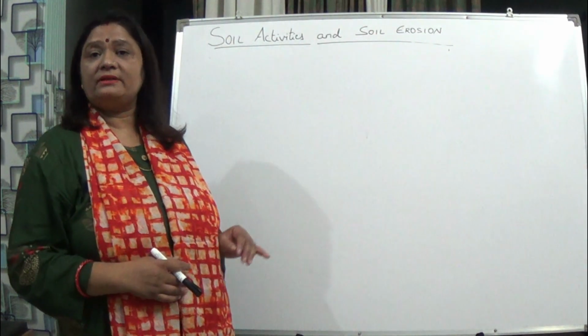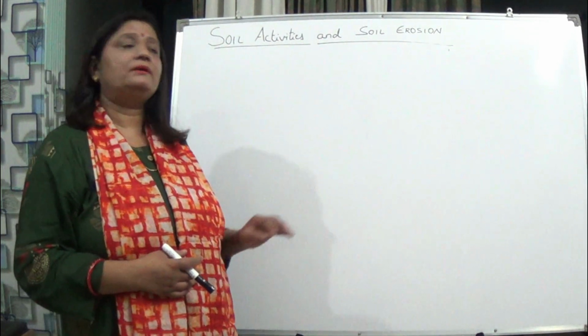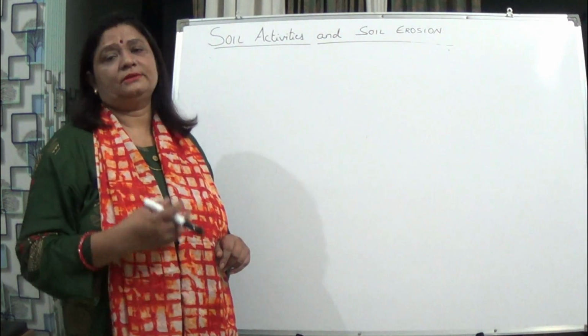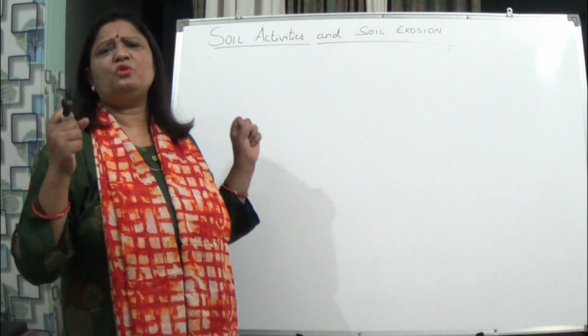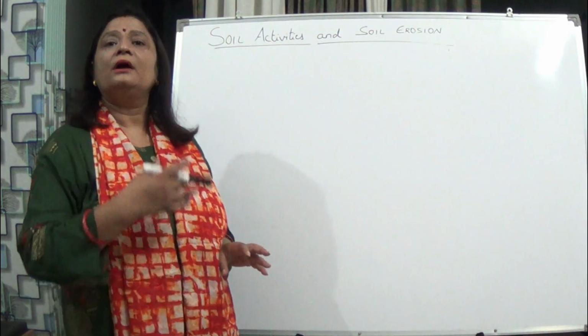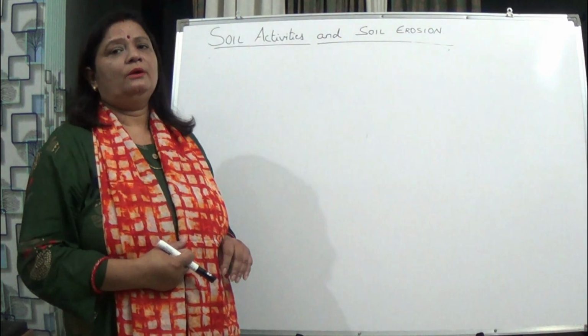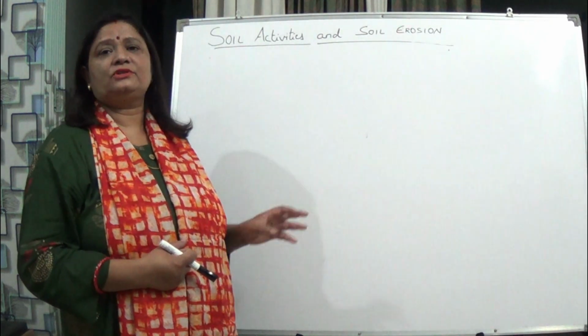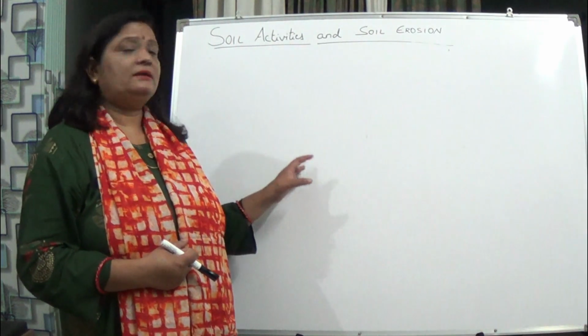Overgrazing should not be done by the animals. If overgrazing is done, naturally the soil will be washed off. If you are adding too many chemicals to the soil, that also leads to washing off of the top layer of the soil. So this is soil erosion, which should not be encouraged at all.